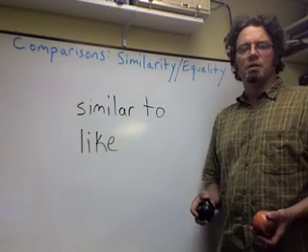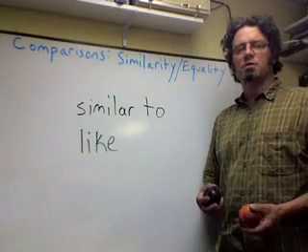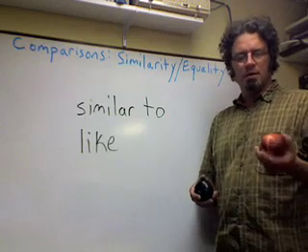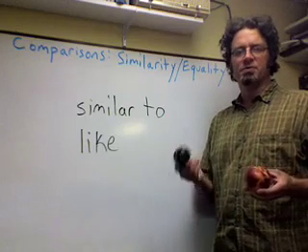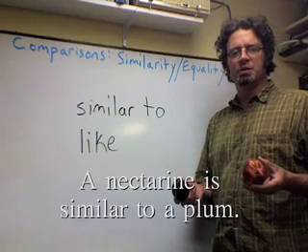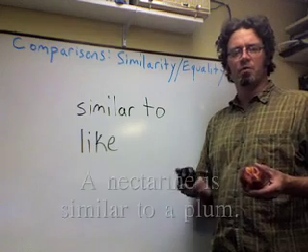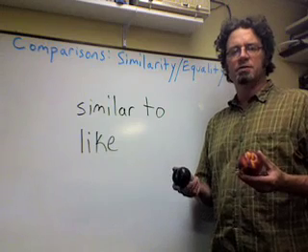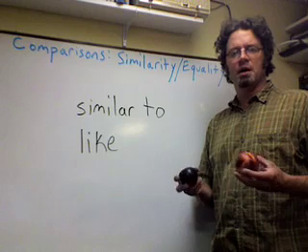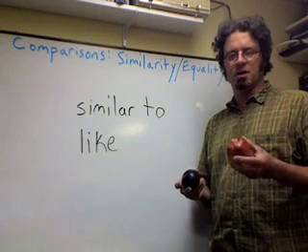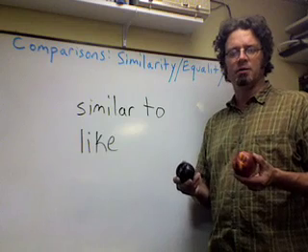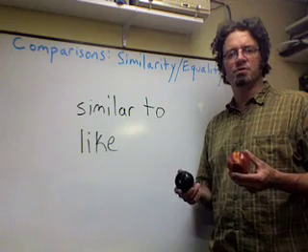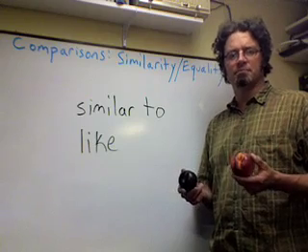When two things are different but similar, you can use similar to or like. This is a nectarine. This is a plum. A nectarine is similar to a plum, or I can say a nectarine is like a plum. They're different pieces of fruit, but they are similar in some ways: in the shape and the color and in the taste. They have many similarities, but they are not the same.